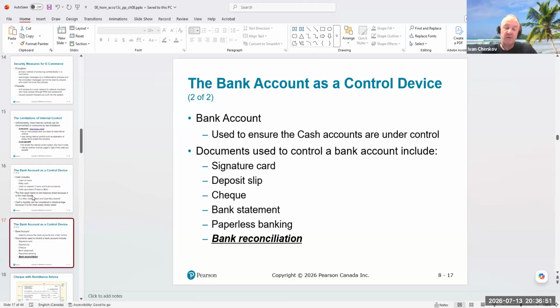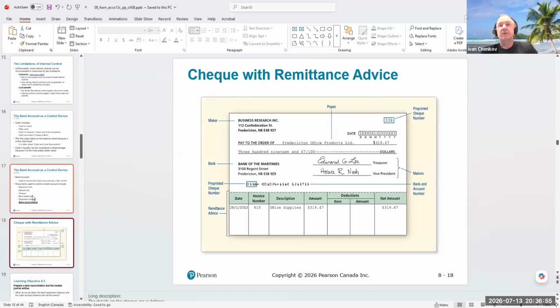And the last thing is bank reconciliation. And the bank reconciliation is our key here. But let's go first to the check. What's the check?